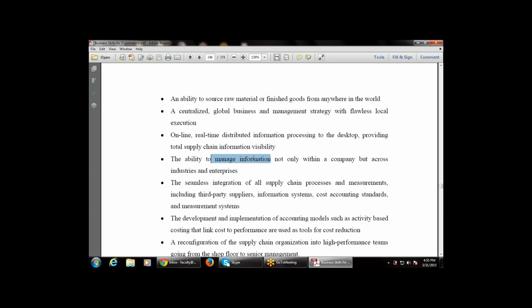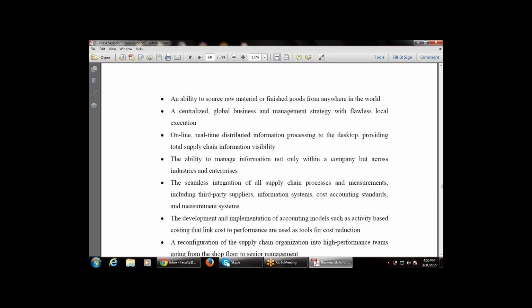Next is the ability to manage information not only within a company but across industries and enterprises. So SCM is not limited to the company, but it is also used across the industry or enterprises. This is also one of the major features of the SCM.